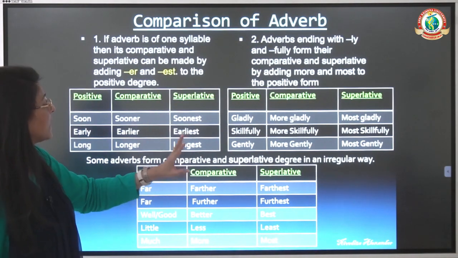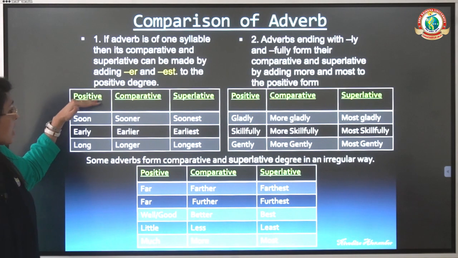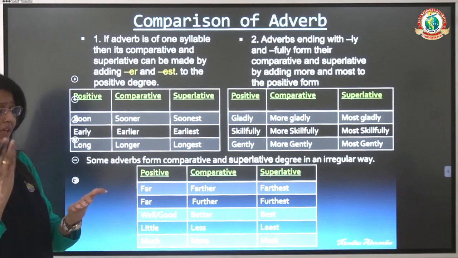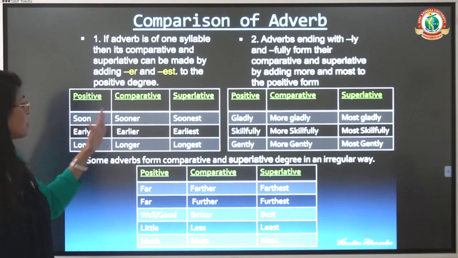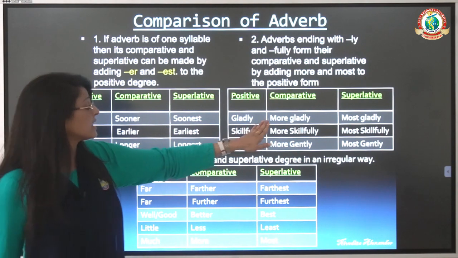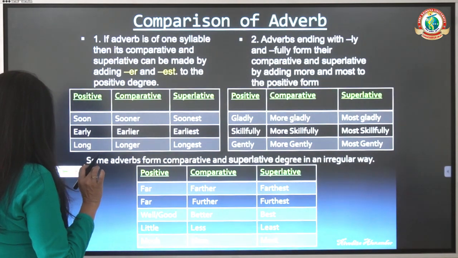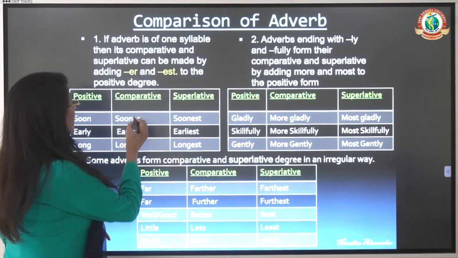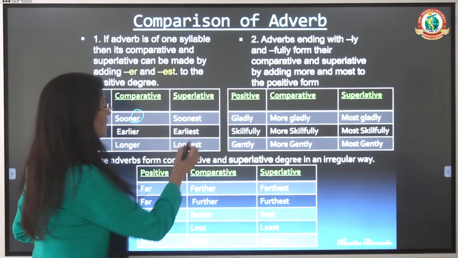Now, comparison of adverbs, normally it is called positive, comparative, superlative. Any adverb, any noun, any verb, any adjective, it goes this way. So, soon, sooner, soonest, early, earlier, earliest. Similarly, you can say glad, gladder. See, this is, you add here. Comparison can be done in three ways. First, you add in the comparative degree er, and in the superlative degree, you add est.